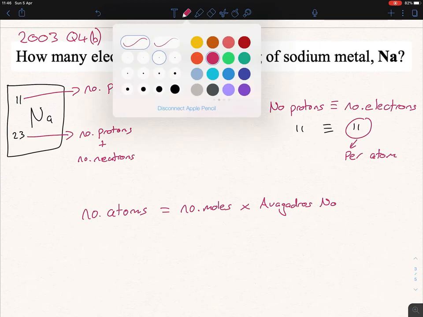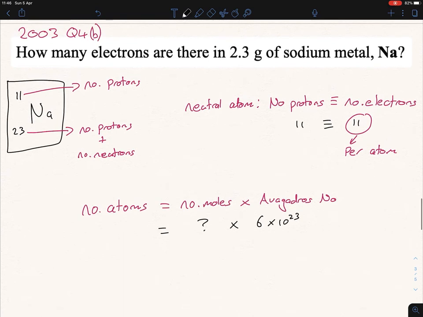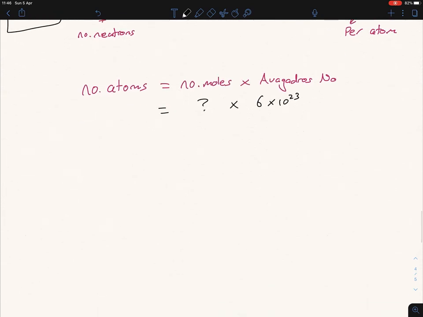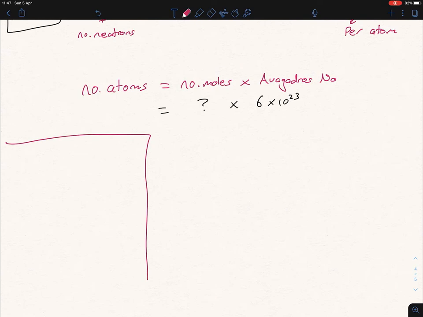So if we fill in our formula, we'll quickly see that we don't know what the number of moles is, and we do know what Avogadro's number is. That's standard enough, 6 times 10 to the power 23. So how do we figure out what the number of moles is? Well, we use our normal formula for that. Number of moles equals mass over the MR.